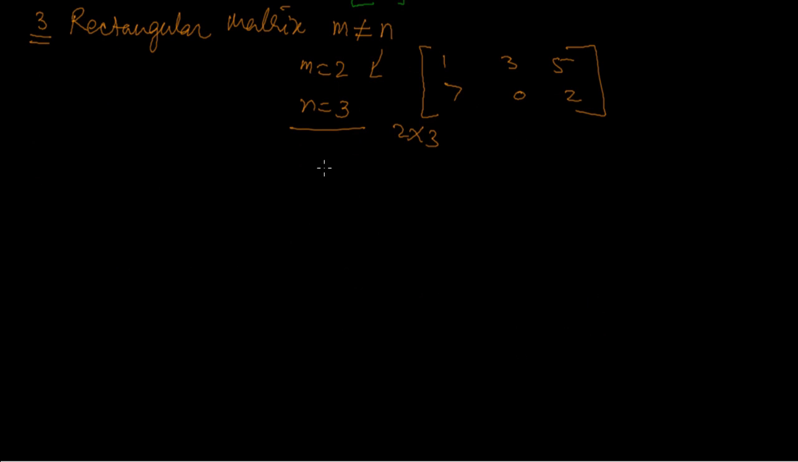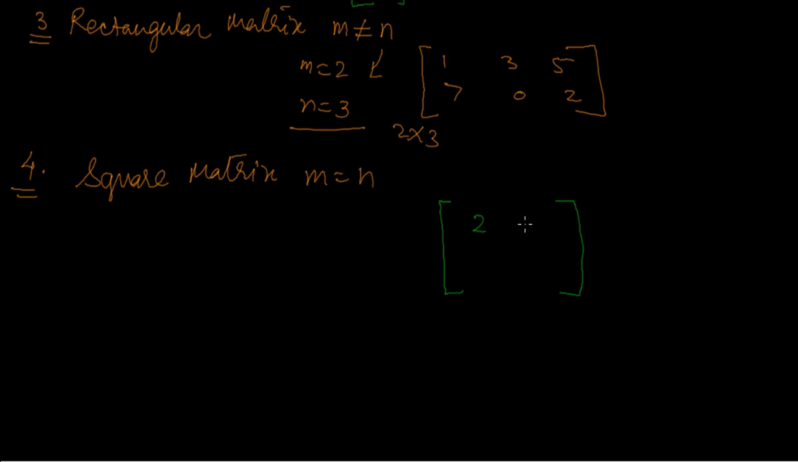Now we see the fourth one, square matrix. In a square matrix, M is equal to N, the number of rows is equal to the number of columns. Just I write here one matrix, you see 2 minus 1 5 7. You see here M is equal to 2 and N is equal to 2, so the order is 2 by 2, so it is a square matrix. This is the square matrix of order 2.